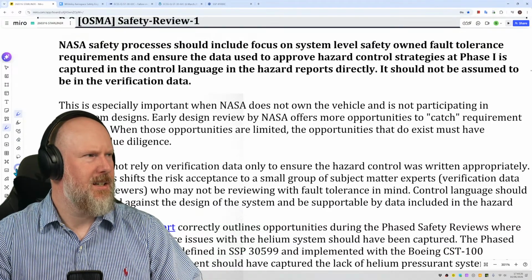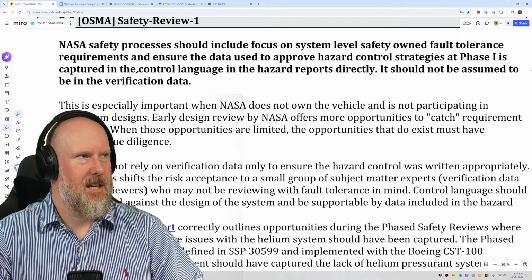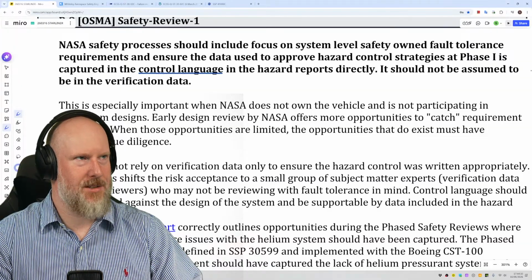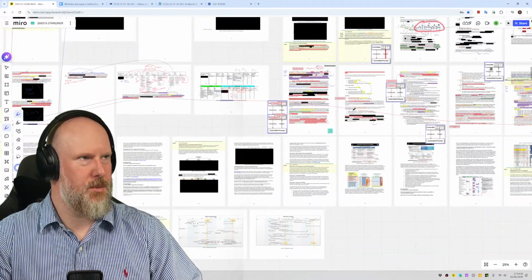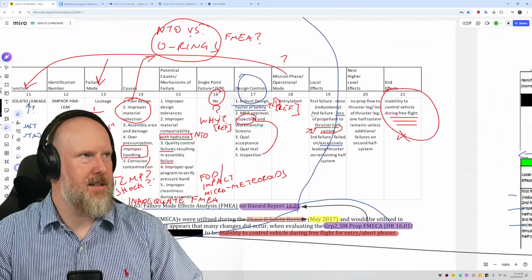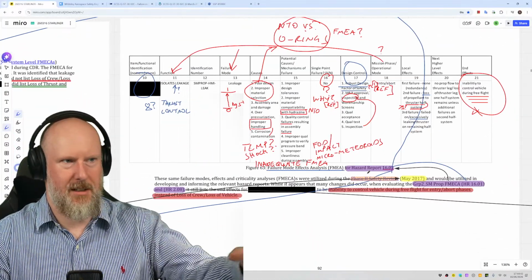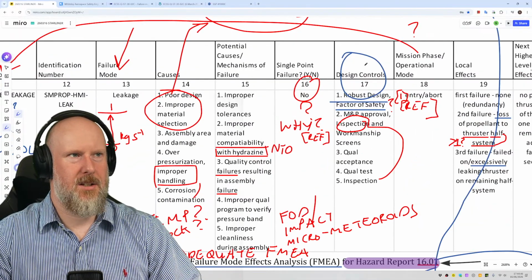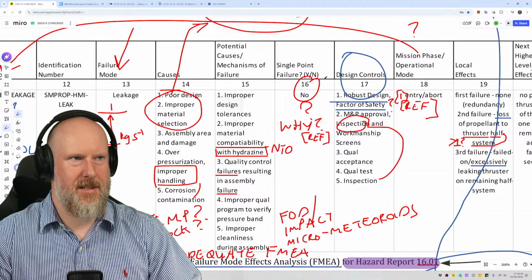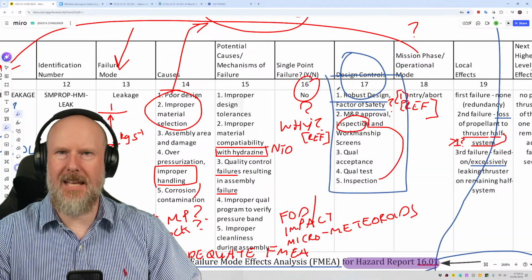So I'm interpreting that what this is saying is the control language in the hazard reports is essentially referring to these things here. So this is an FMECA, FMEA, and the control language, I think, is essentially this bit here. I think that's the impression I'm getting.